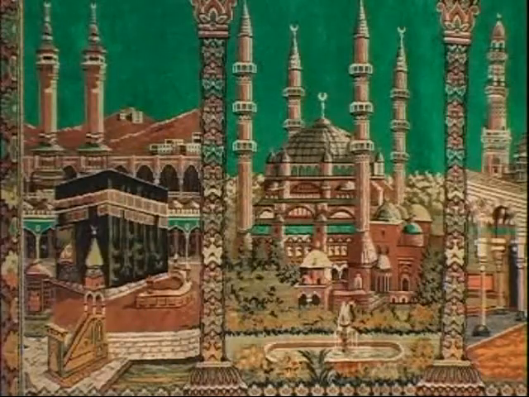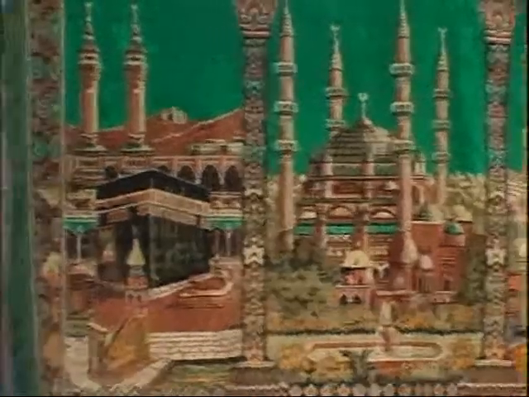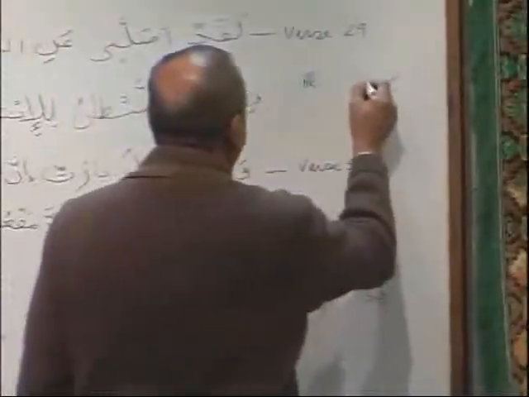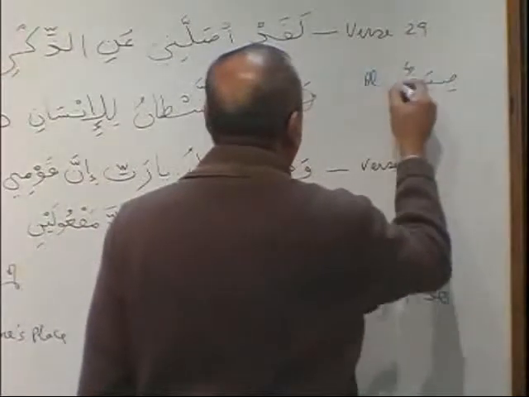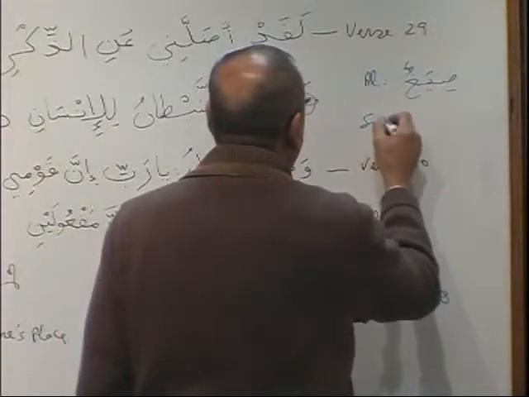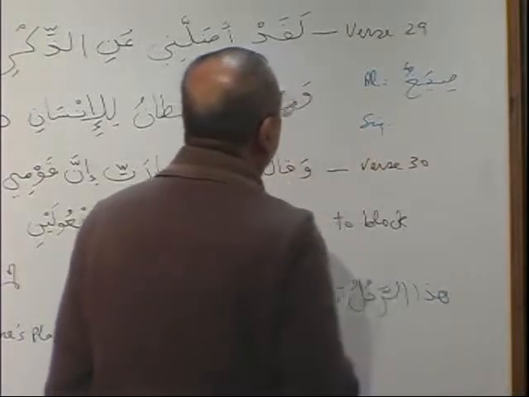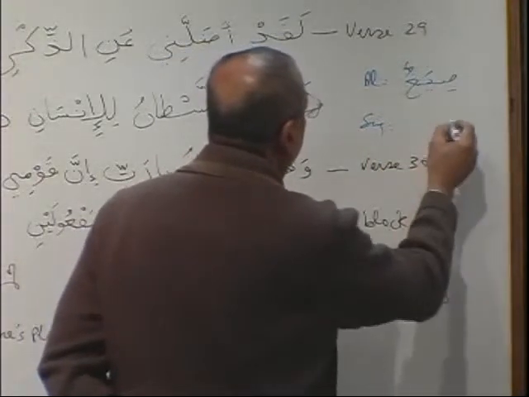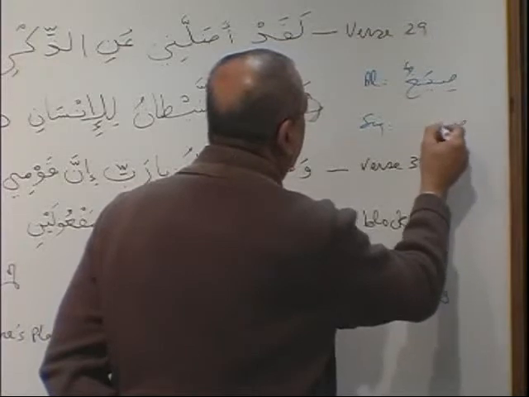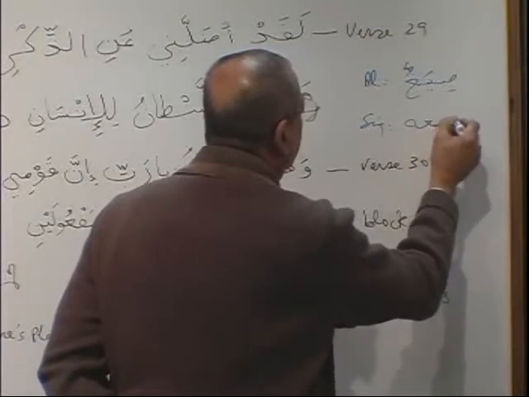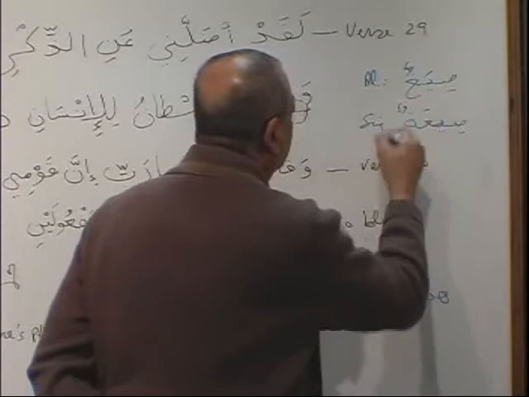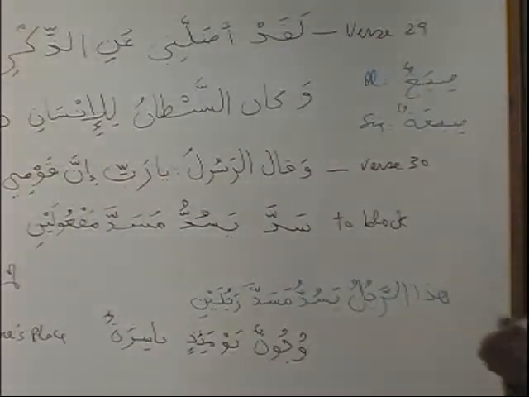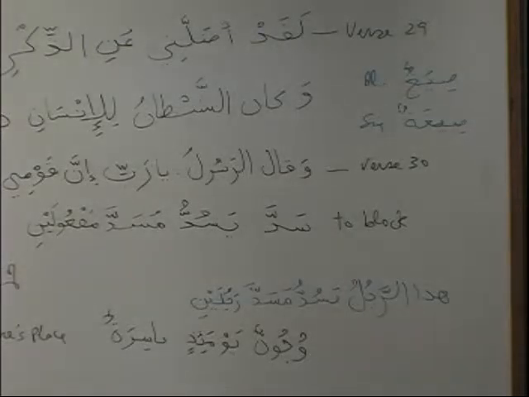Siyagun is plural. Plural is siyagun. And what is singular? Okay. Form. What is the meaning of this? A form. Sigatun means, brother, a form. Okay, brother.